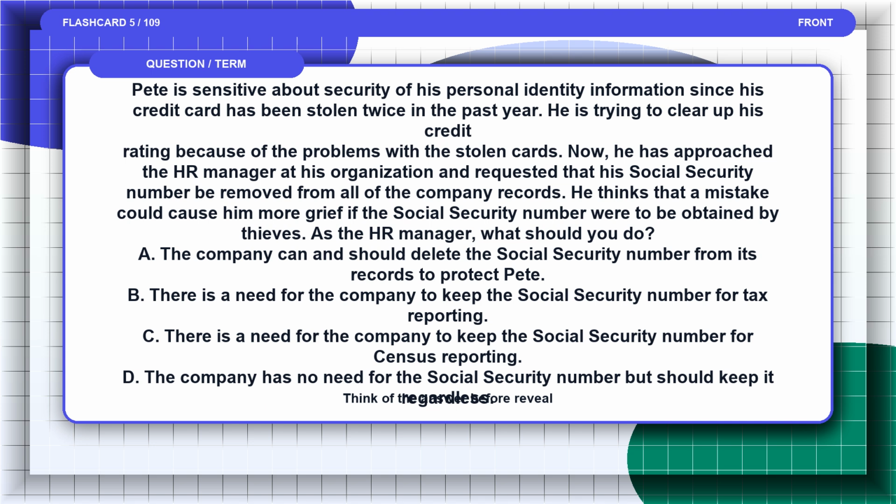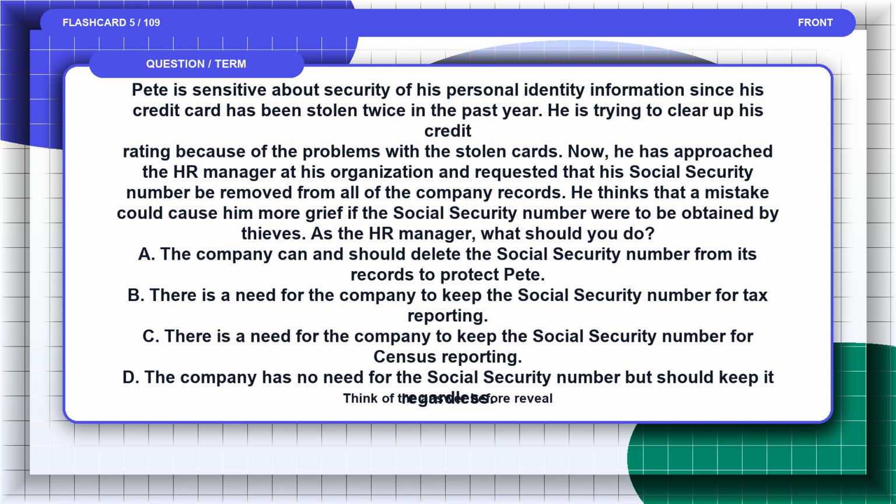Flashcard 5. Pete is sensitive about security of his personal identity information since his credit card has been stolen twice in the past year. He is trying to clear up his credit rating because of the problems with the stolen cards. Now, he has approached the HR manager at his organization and requested that his Social Security number be removed from all of the company records. He thinks that a mistake could cause him more grief if the Social Security number were to be obtained by thieves. As an HR manager, what should you do?